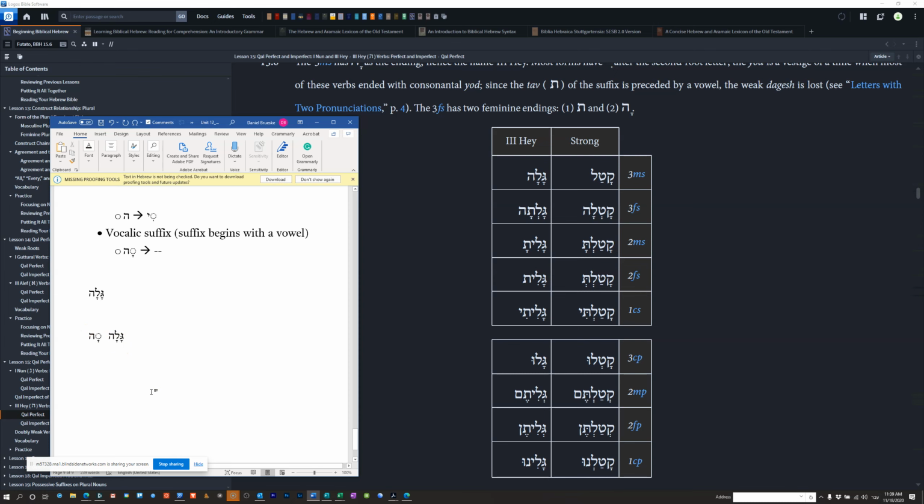And so what happens in the 3FS instead, and this will happen in other places, there is a very close relationship between the letters hey and tav. You can think of tav as a hardened hey. We've seen this in the feminine. You know, the kamets hey ending for feminine singular, you get kamets hey. And then for the feminine singular construct, you get patach tav. And then for the feminine plural construct or absolute, you get holem vav tav. So there's a connection between hey and tav.